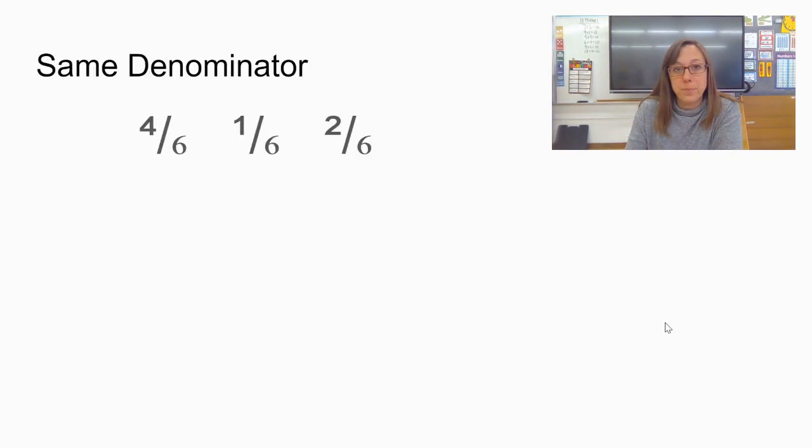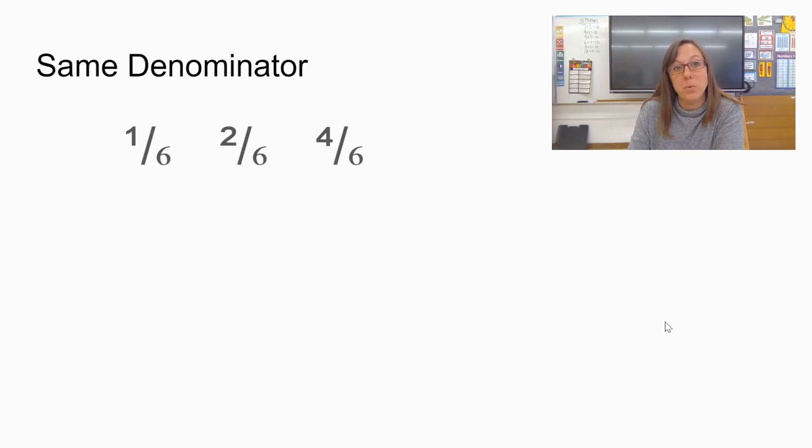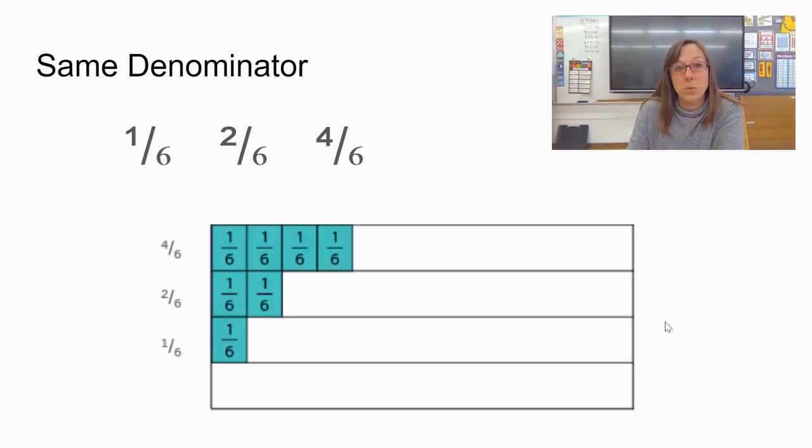So, the first thing we're going to think about, same denominator. If my denominator is the same, what does that mean? Well, it means that my pieces are the same size. So if I want to put fractions in order, we'll say from least to greatest, if all my pieces are the same size, if I only have one of them, then it would be the smallest. 2 would be the next smallest, and 4 would be the largest. If the pieces are the same size, you can just put the numerator in order.